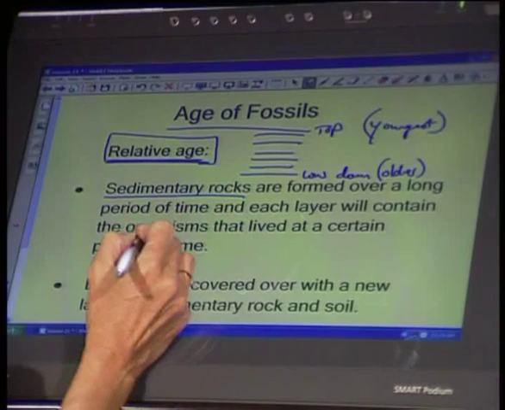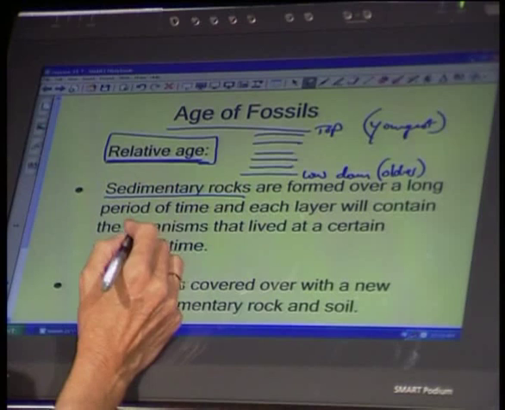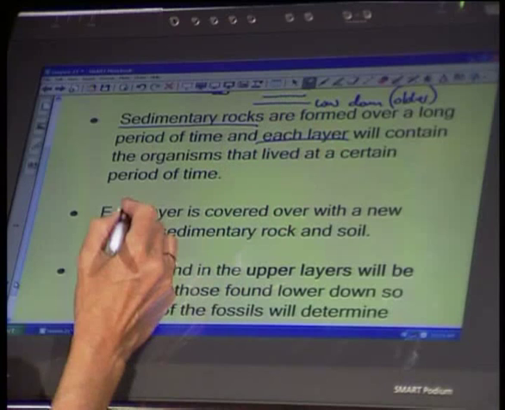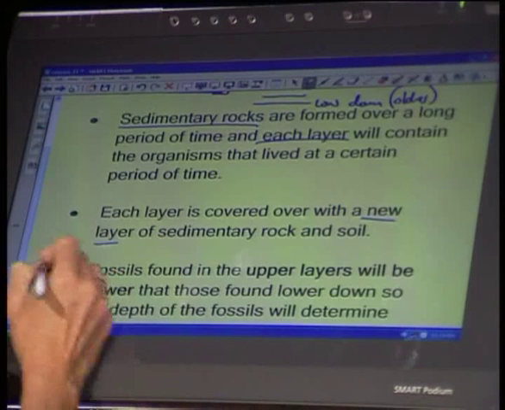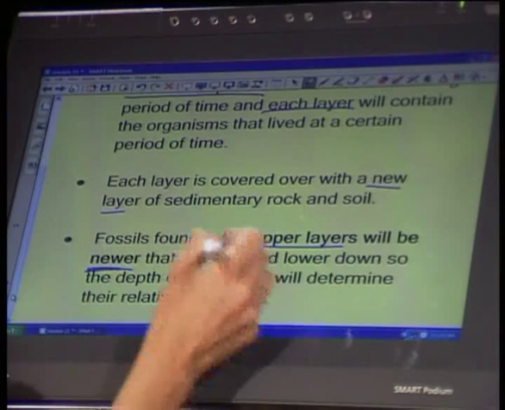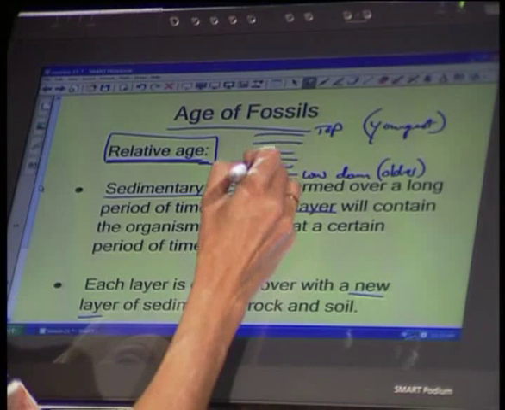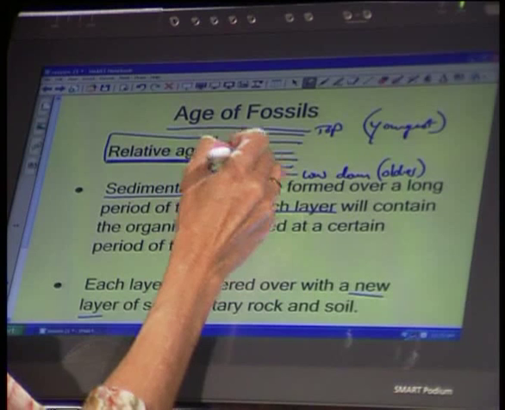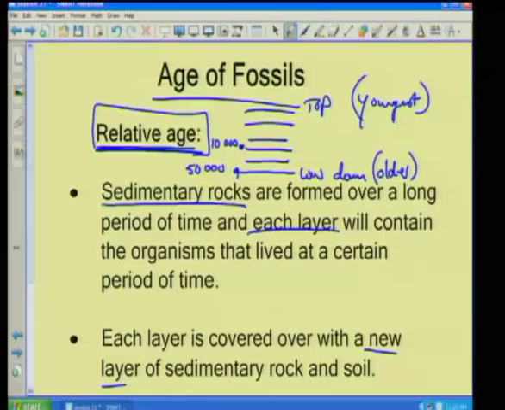So we look at the sedimentary rocks that are formed over a long period of time. Each layer contains organisms that lived in that period, so each of these layers represents a period. Now, the layers are covered over with a new layer of sedimentary rock and soil, and the fossils found in the upper layers will be newer than those found lower down. Clearly, those lower down are going to be older. So we look at the relative age. If it's found here versus there, then we know this lot here dates back 50,000 years, and these date back about 10,000 years, and those date back about 1,000 years, and this is now. You follow? So it's the relative age.